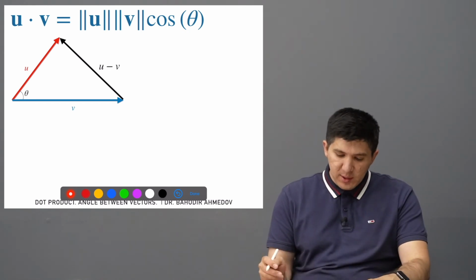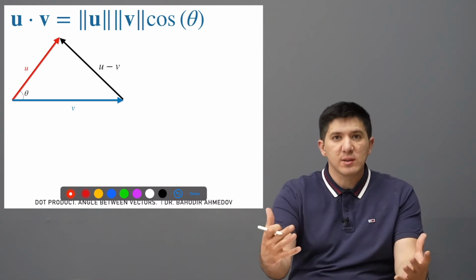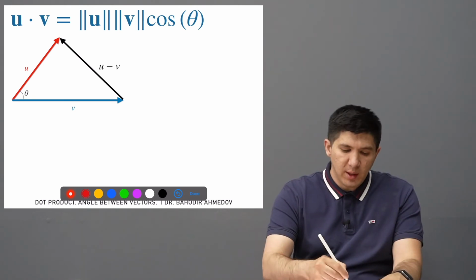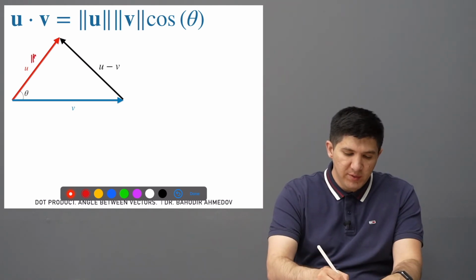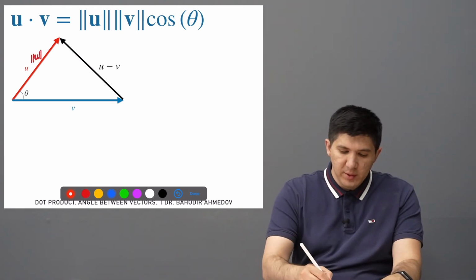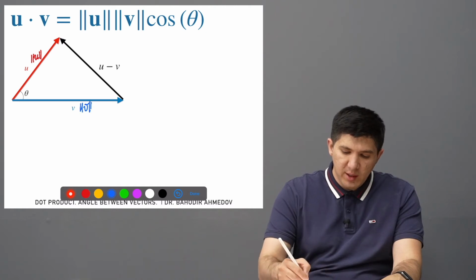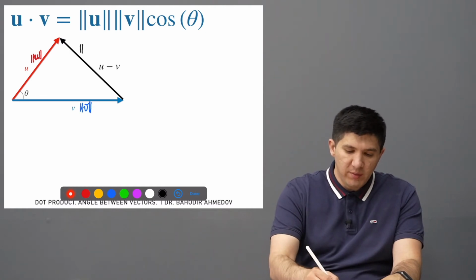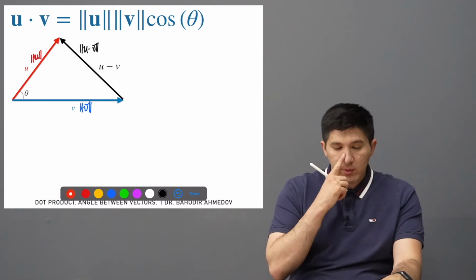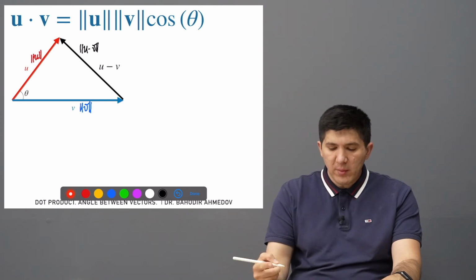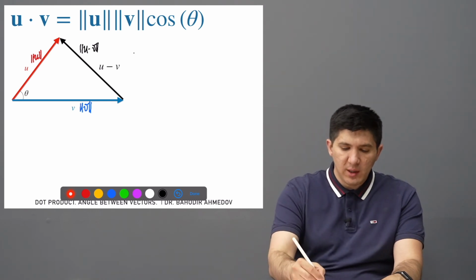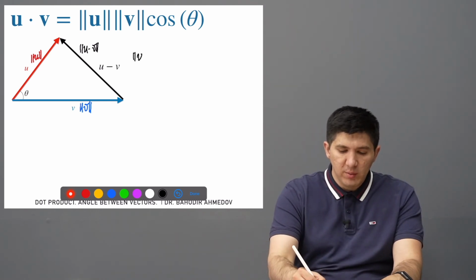It uses the lengths of the sides of the triangle. The length of the red side is going to be the norm of u. The length of the blue side is going to be the norm of v, and the length of the black side is going to be the norm of u minus v.